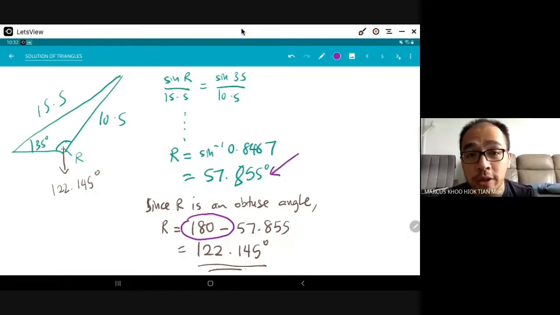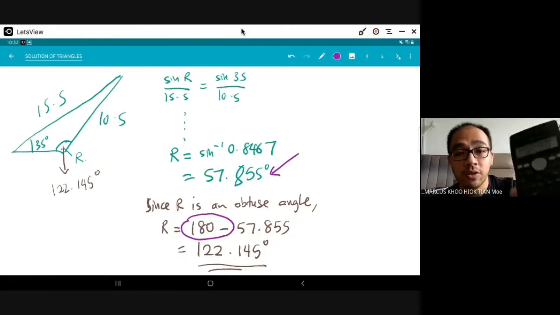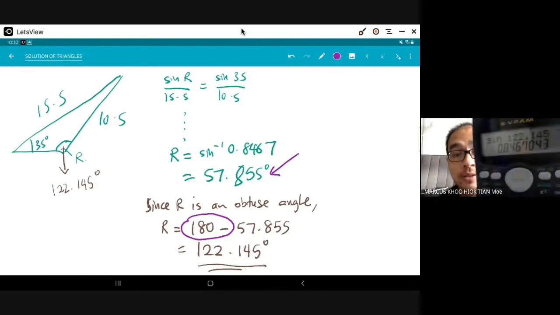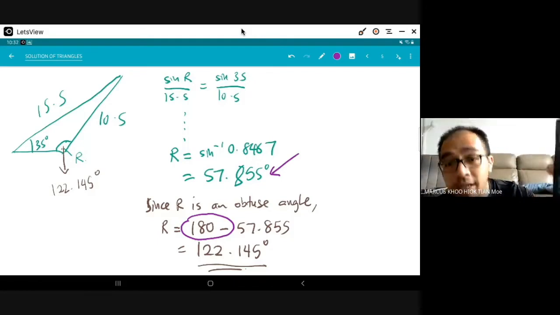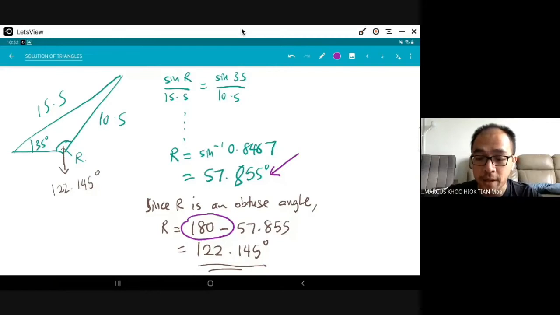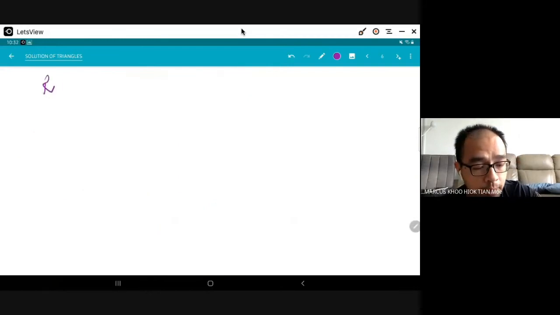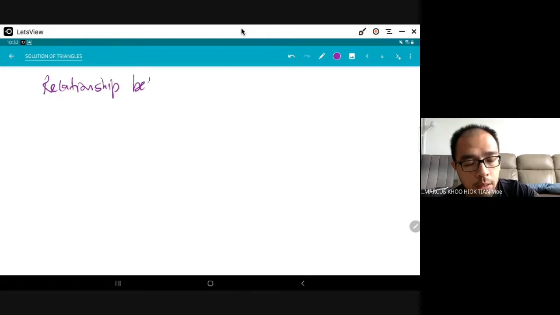And then if you're not satisfied, you check again. You press sine 122.145, and you get 0.8467. You can see it now. 122.145, you get 0.8467. You still get the same answer. So this is the relationship, the relationship between the acute and obtuse angle.